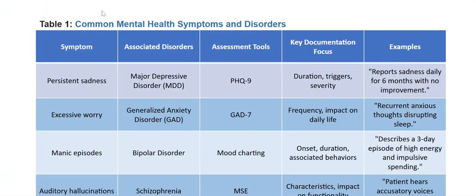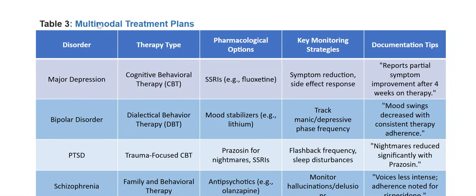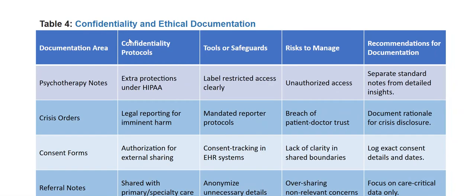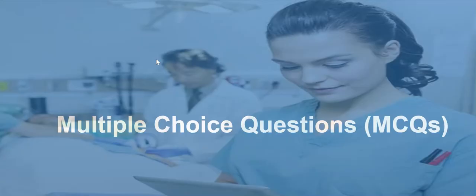Summary tables. We have here a table on common mental health symptoms and disorders, a table on assessment tools for mental health disorders, a table on multimodal treatment plans, a table on confidentiality and ethical documentation, and a table on follow-up and progress report components. Next we will revise what we have covered in this lecture through some MCQs, or multiple choice questions.